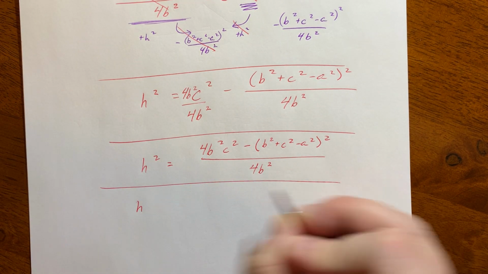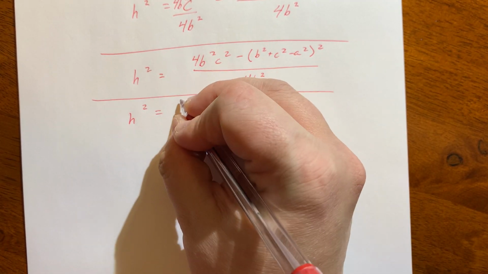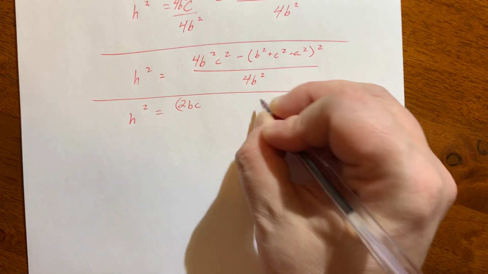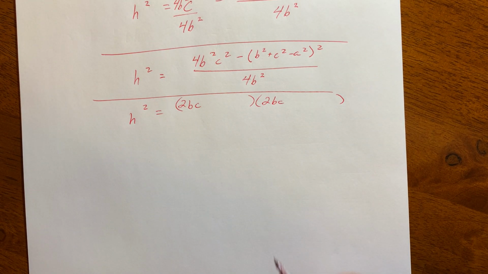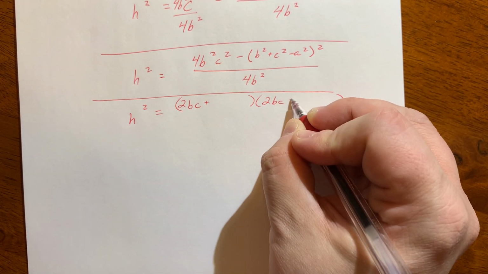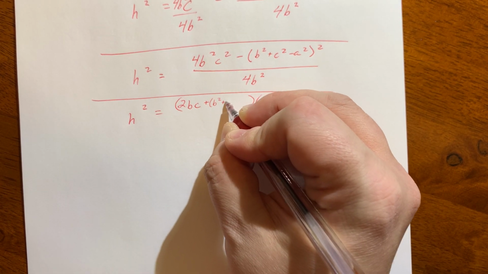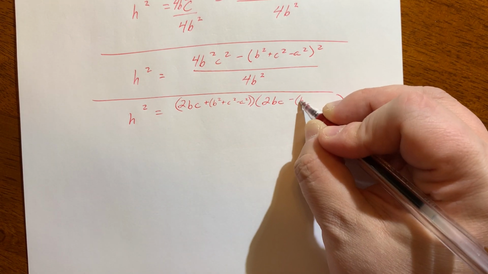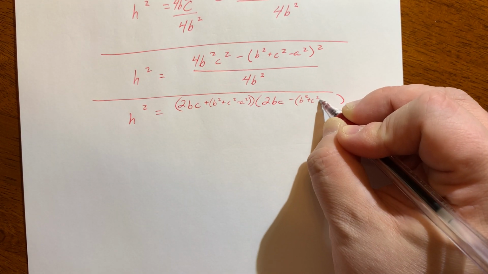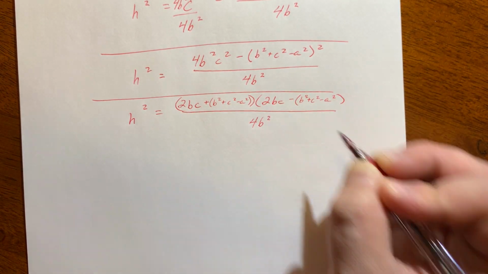I can take h squared and I can rewrite it, okay, this numerator, as 2bc as one of the factors, and the other factor as just what was in the parentheses, 1 with an addition, 1 with a subtraction. So I can add the entire parentheses b squared plus c squared minus a squared, and also subtract the entire parentheses b squared plus c squared minus a squared. And that's still over 4b squared.